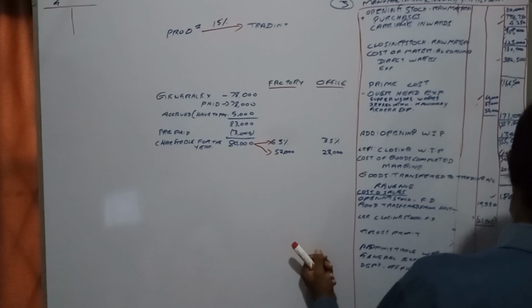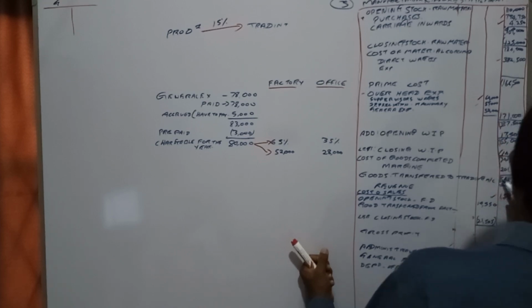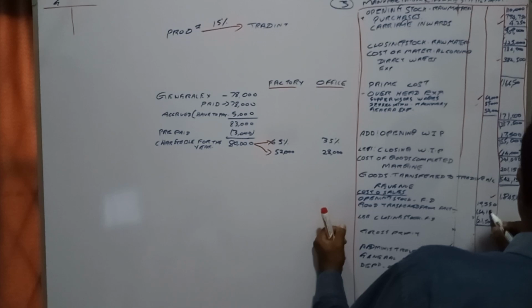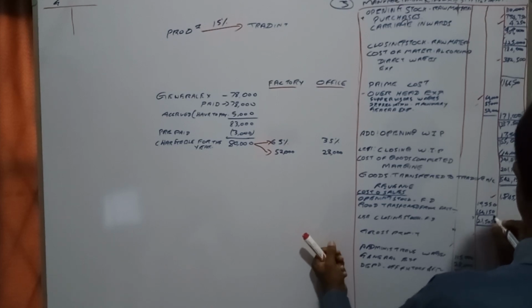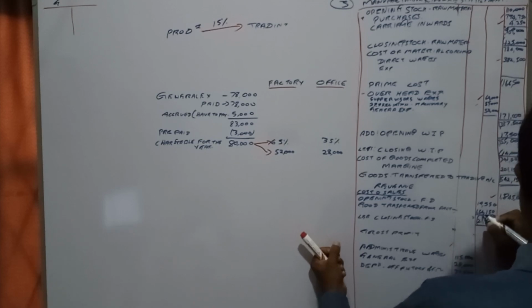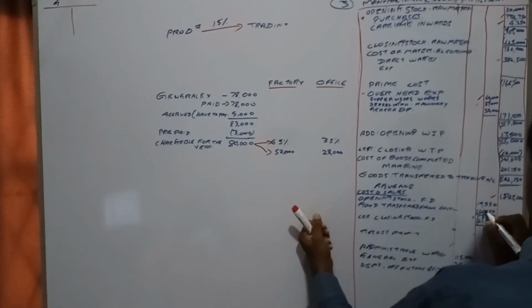1,542,150 is the goods transfer, right? From that, if you add this one, 1,842,000, right?